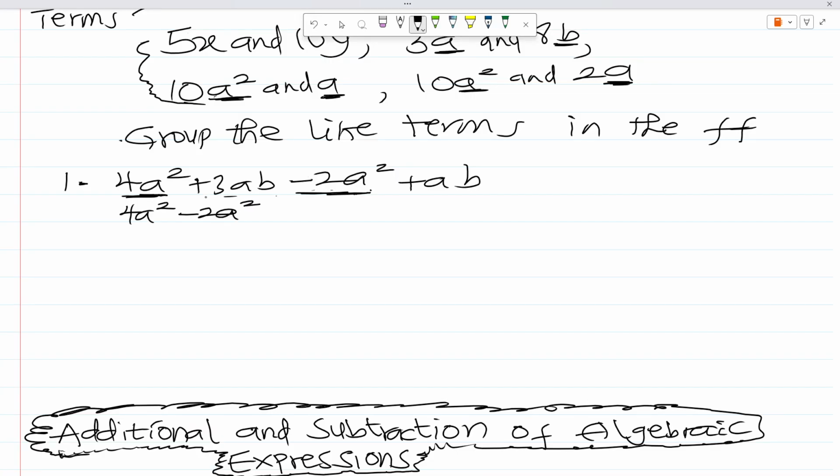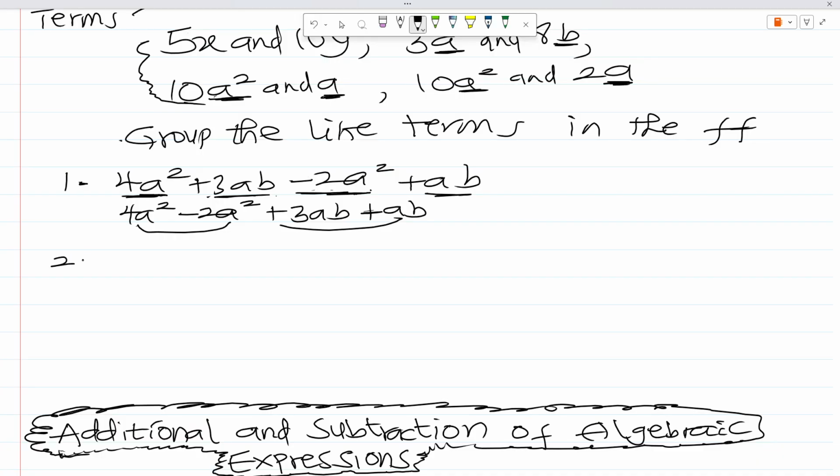Now again, the second different variable that we have is 3ab. So we have 3ab. We are going to shift 3ab to the back of negative 2a squared. So we have plus 3ab, and the last one, there is also an ab here. We add it to this, plus ab. Now we have grouped them. Can you see 4a squared and minus 2a squared, 3ab and plus ab.